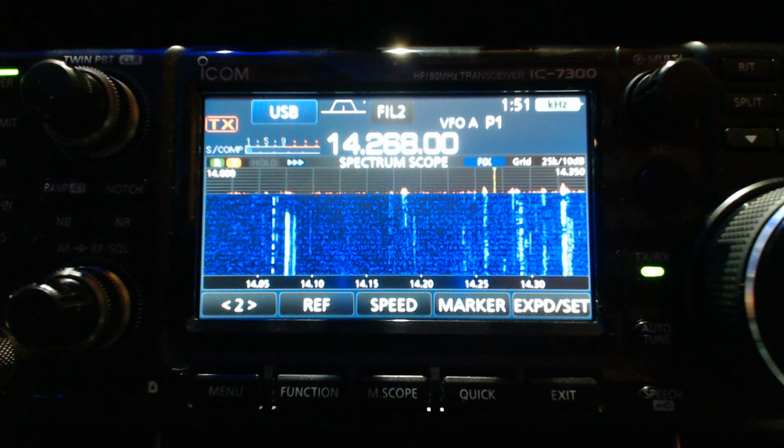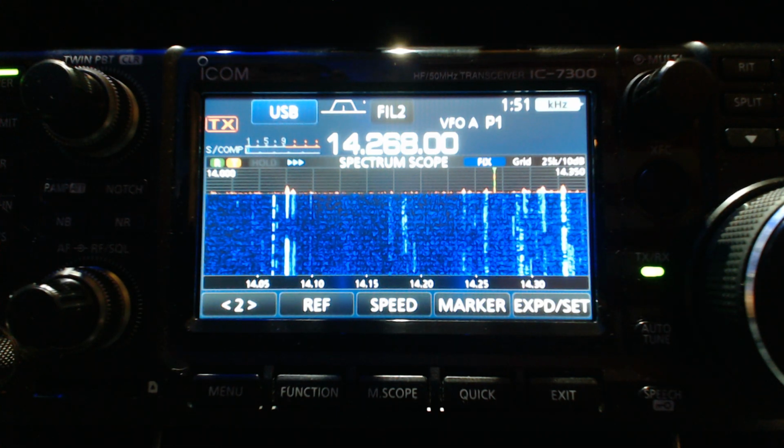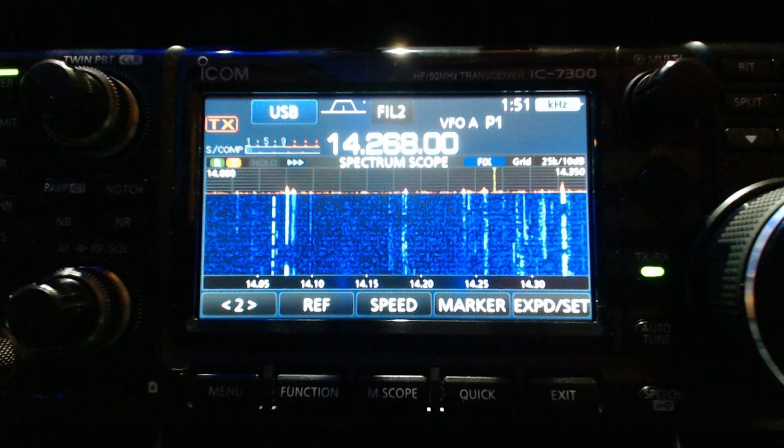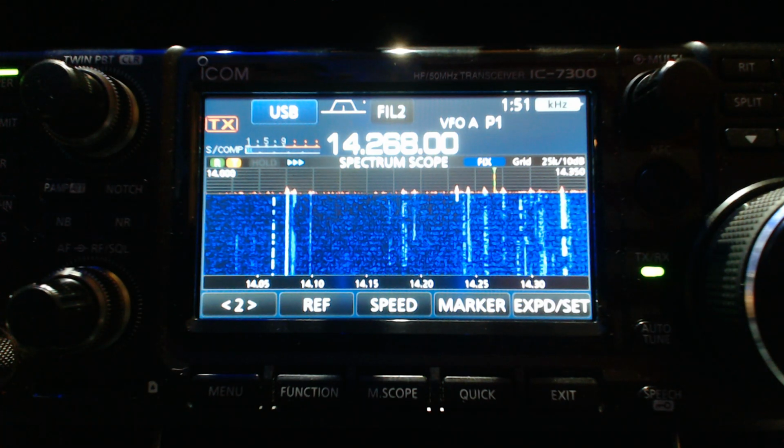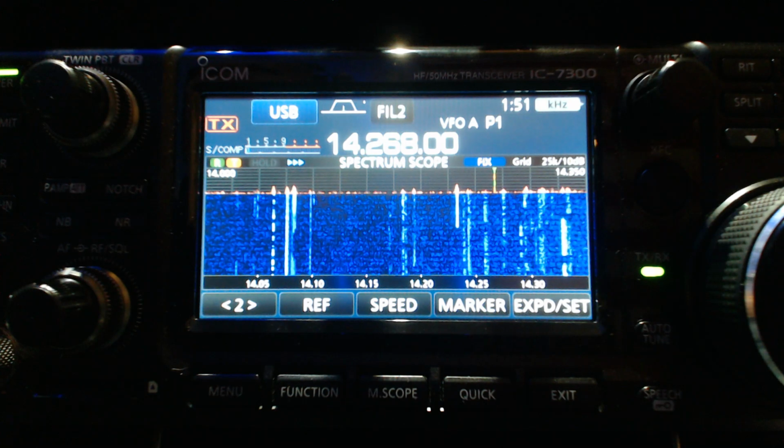In CW, the tone part is essential because Morse code is transmitted using a continuous tone, and the quality of that tone greatly affects how easily the message can be received or decoded.